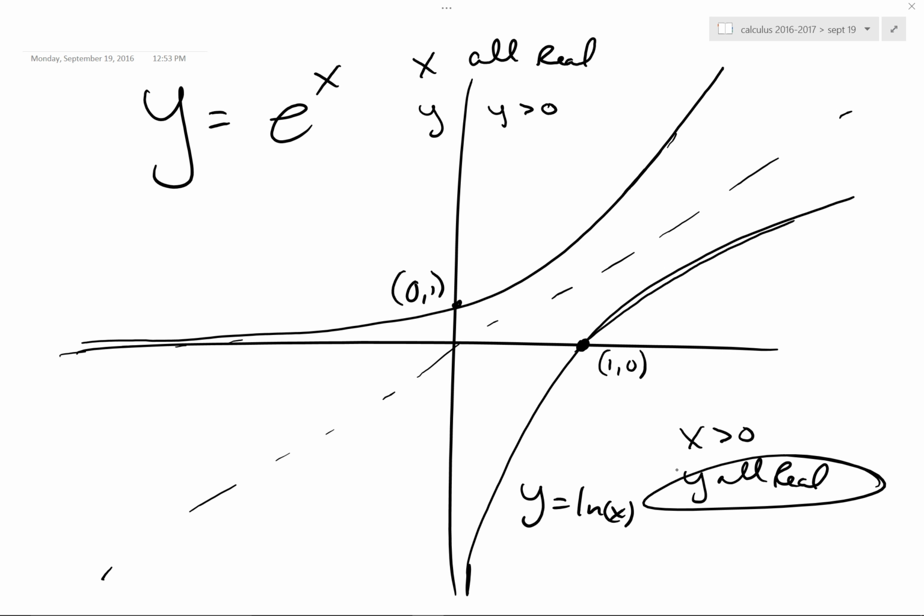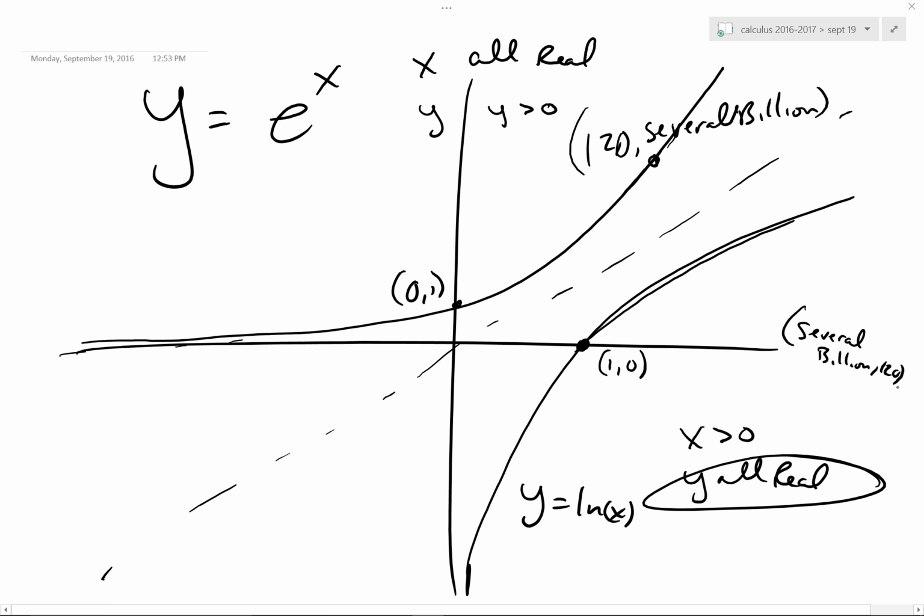Who goes up faster? Well, this one goes up faster, obviously, right? For instance, this one here might be something like 120, like several billion or something. Because e to the 120 is a fairly large number, I think you'll agree. Out here somewhere, there's going to be several billion. By several, I might mean several hundred thousand billions. I don't really know. It's a pretty healthy number.